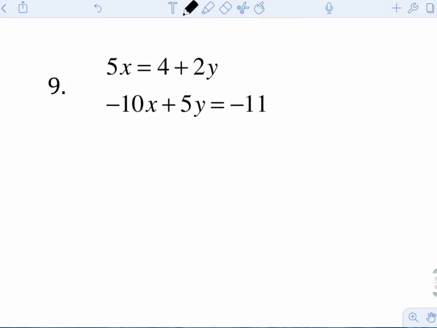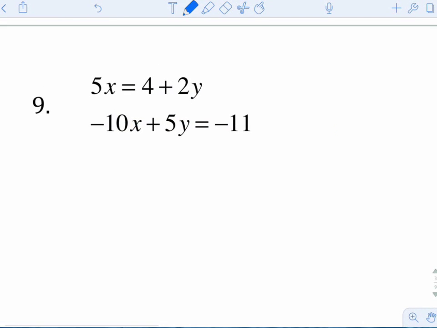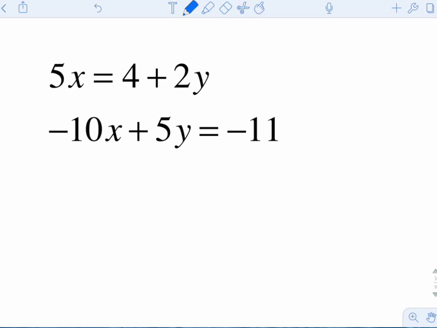So let's use the elimination method. And the first thing I want to do is get all of my x's in a nice column, all my y's in a nice column, equaling some numbers in a nice column. So this topmost equation, I want to rearrange it a little bit, and I want to do so by subtracting 2y from both sides of this equation, which would yield 5x minus 2y equals 4.